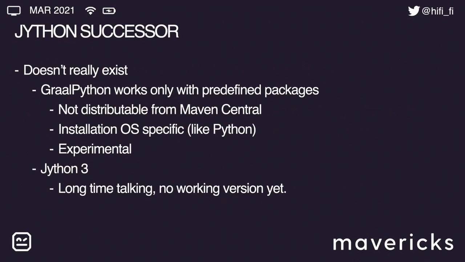Then these Jython successors, which don't really exist, which is quite a sad thing. GraalPython is the most promising one, but it's still experimental and it can't be distributed through Maven Central like Jython can. That's basically because the installation is always specific, like Python. There is no way to run it with pure JVM. And then still Jython 3, as said, has been talked about for over a decade already, but we are still hoping that maybe it comes out someday. And we also hope that it would work the same way as current Jython, so a pure JVM thing.